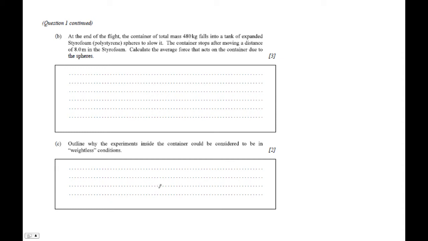Okay, at the end of the flight, the container of a total mass of 480 kilograms falls into the tank of expanded styrofoam to slow it. This is very much, by the way, like the drop tower at Glenn Research Center, only they don't fling it in the air. They've actually discovered that when you fling it in the air, whatever flings it disturbs the experiment so much that it doesn't really work. But anyway, it's a neat concept.